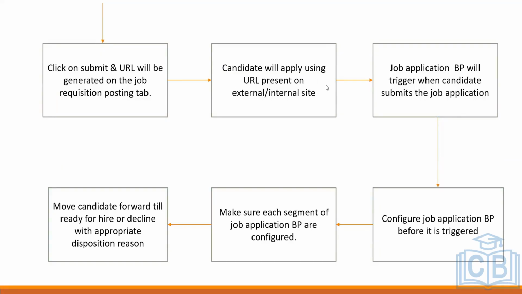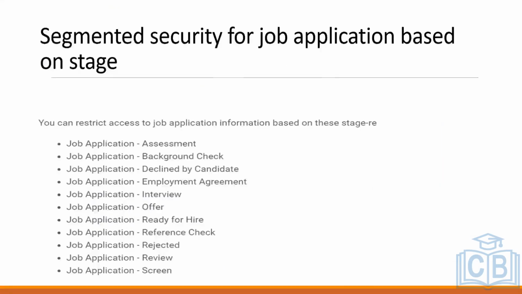Then the candidate will apply using that URL on the external or internal career site. We can also post the internal site URL as well, and the job application BP will get triggered. We have to make sure the job application BP has been configured first with all its substages, and all the substages should have their end step as a decision-making step, where the candidate could be moved forward or declined. And if you are declining, we should have proper disposition reasons. There are certain other extra features also, which we will discuss. And that's it about the overall flow.